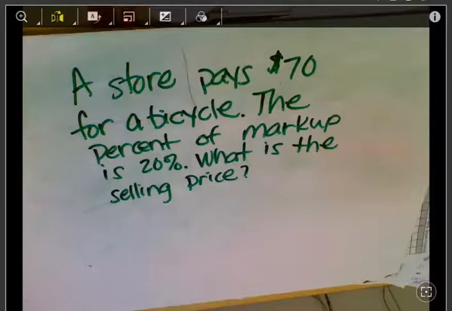Okay, the store pays $70 for a bicycle. The percentage markup is 20%. So we want to know what the selling price is. I'm going to show you two ways to do this one too.